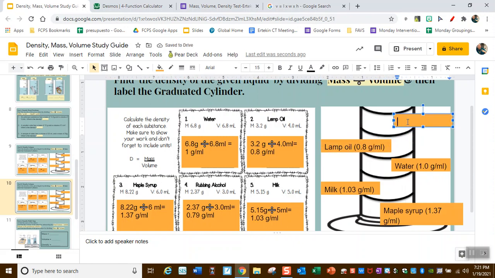Okay. And the least dense is rubbing alcohol, okay?